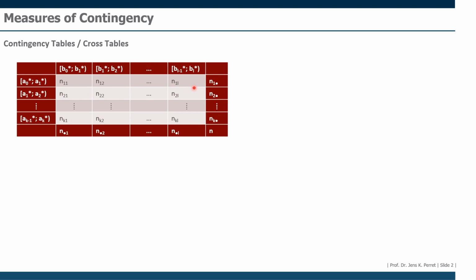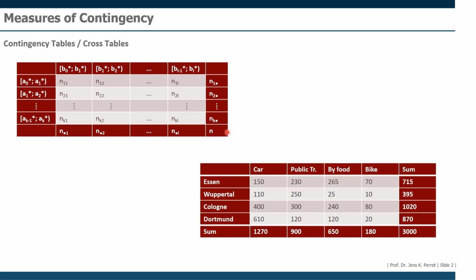So the values here are the sums of all the rows, whereas the values down here are the sums of all the columns. And that's the overall number of observations. It could, for example, look something like this. What means of transport is used in the different cities when commuting to work? That could be one idea.